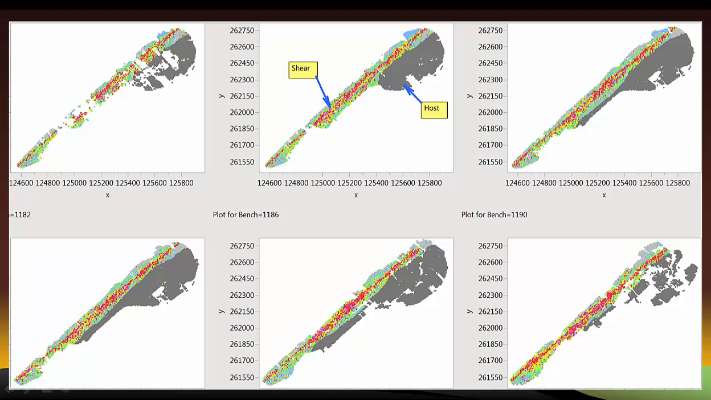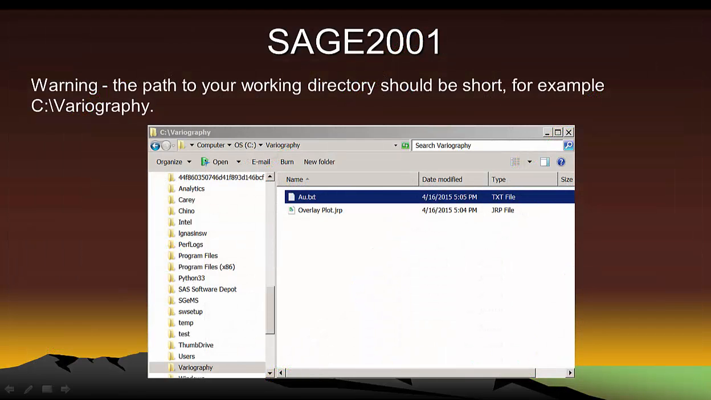All right, I think it's time to introduce Sage 2001. Sage 2001 has been around for many years, and it is virtually bug-free, but it does have some limitations, and one is a short path to your working directory. For example, if the path to your working directory is too long, your path name will overflow the buffer within Sage 2001, and the program may crash.